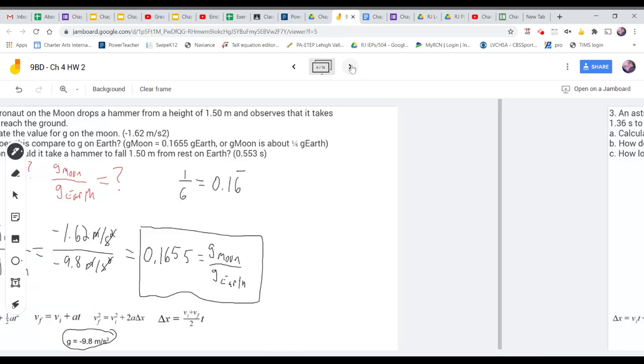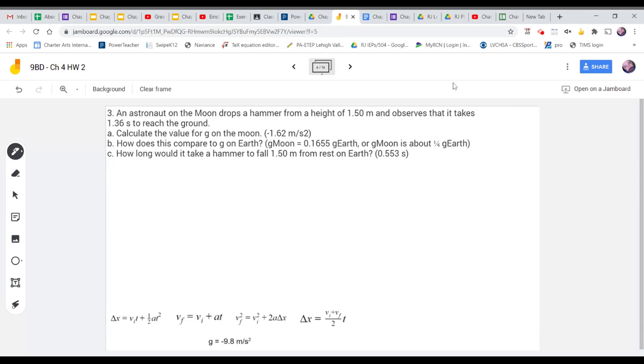And then finally on to part C. How long would it take a hammer to fall 1.5 meters from rest on Earth? So this is actually just a regular kinematics problem. So start off as always with step 0. How long would it take? We're looking for time. t equals question mark, and the units will be seconds. So our sketch.